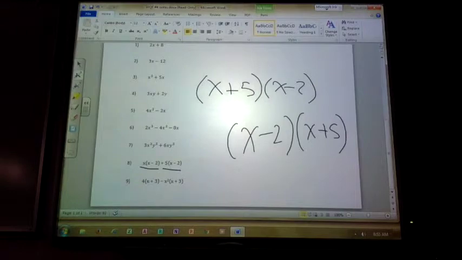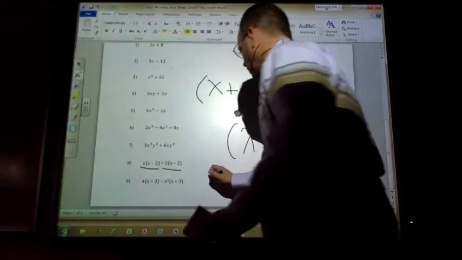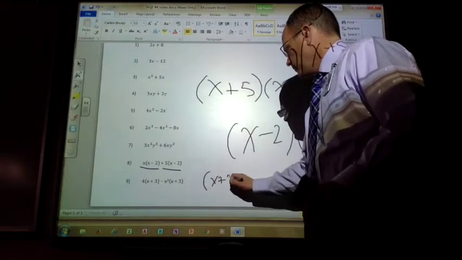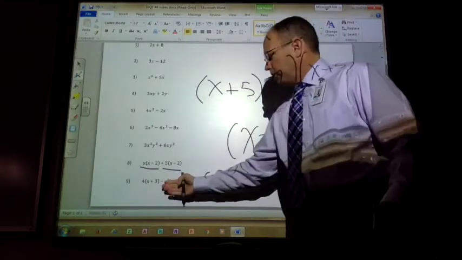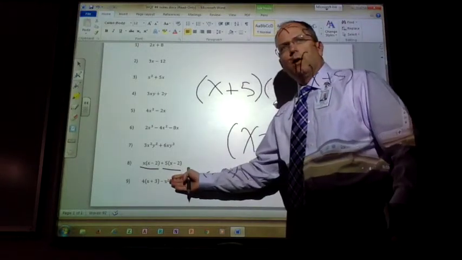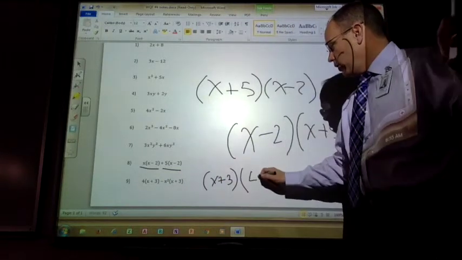So very last one, and I have a trick here. Andrew, you ready? He's not ready. Mac, you're up. All right, what do I have in common on number 9 between the two as a binomial? x plus 3. Good. So if I factor an x plus 3 out of the first one, what do I have left? 4 minus x squared. Oh, you nailed it.